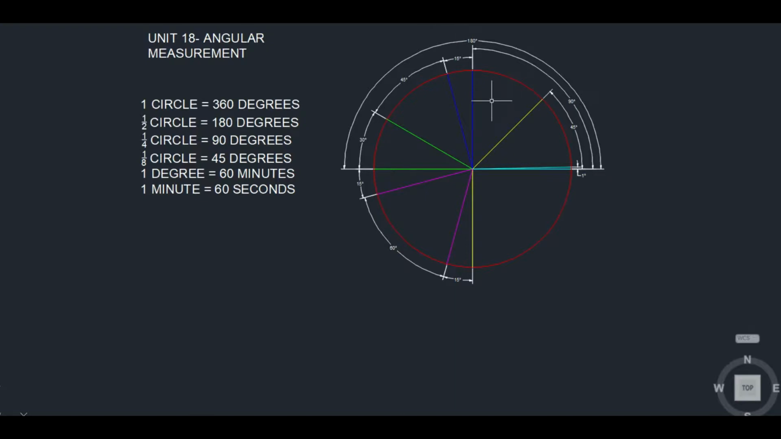If you cut that one half again, creating a quarter, you get 90 degrees. If you cut that 90 degrees in half, creating an eighth, you have 45 degrees.